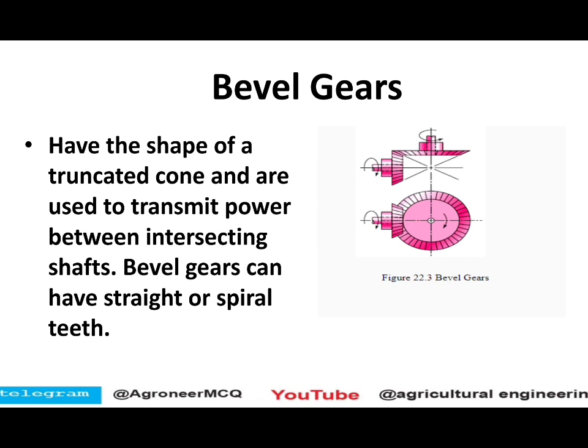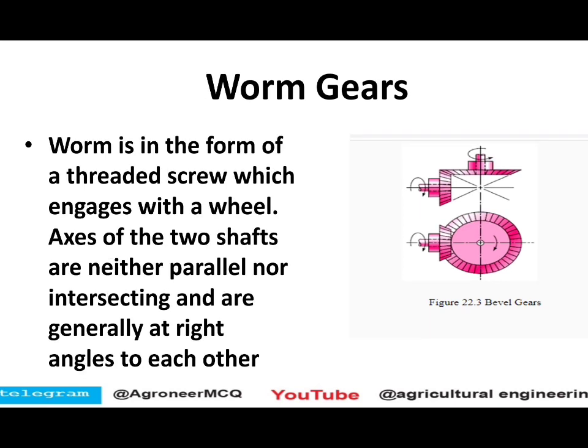Bevel gears have the shape of a truncated cone and are used to transmit power between intersecting shafts. Bevel gears can have straight or spiral teeth. Worm gears: the worm is in the form of a threaded screw which engages with the wheel. The axes of the two shafts are neither parallel nor intersecting and are generally at right angles to each other.